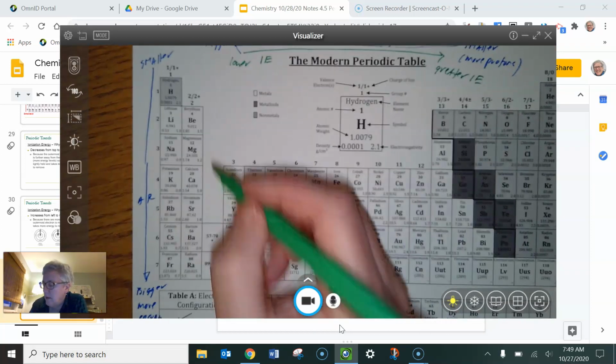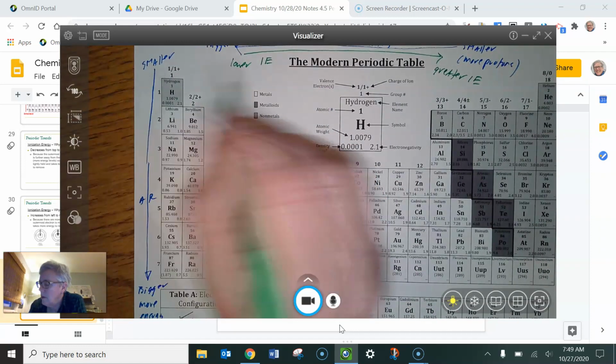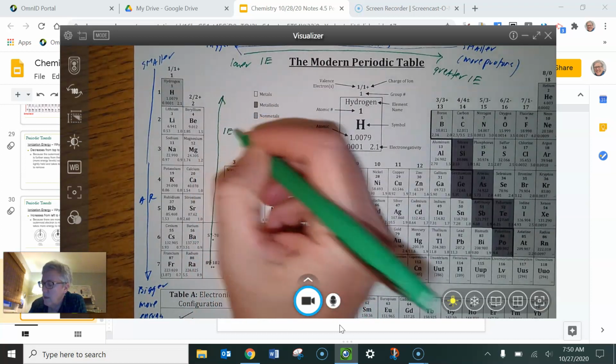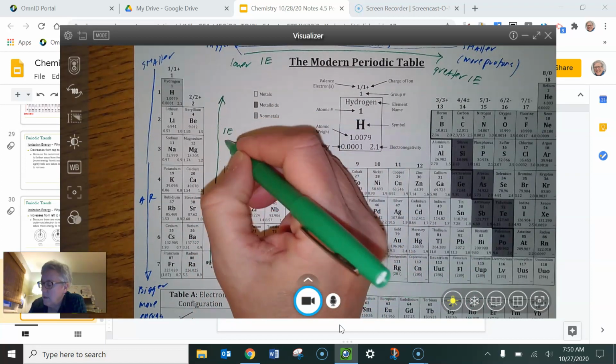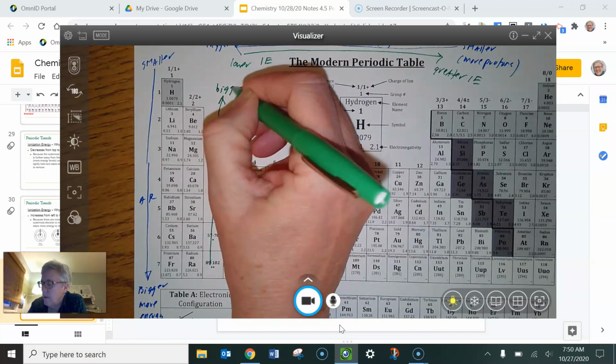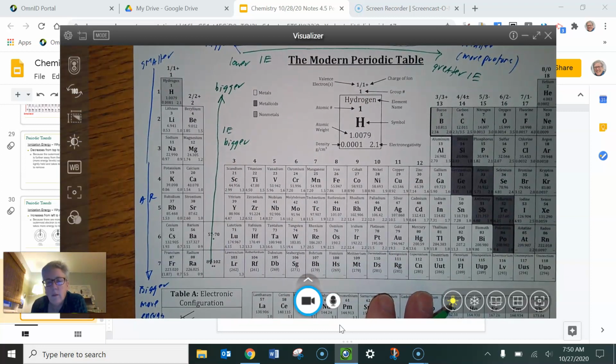And down here, I'll write this other arrow right here. As you go up like this, ionization energy increases. Bigger, I guess I'll write that right here. Bigger because there are fewer energy levels and they're closer. They're held more tightly. It's more difficult to take one away. And down here, ionization energy is lower, again, because the force is less.